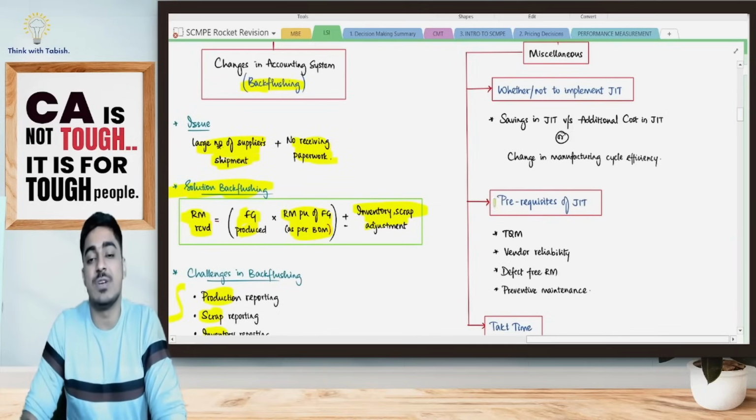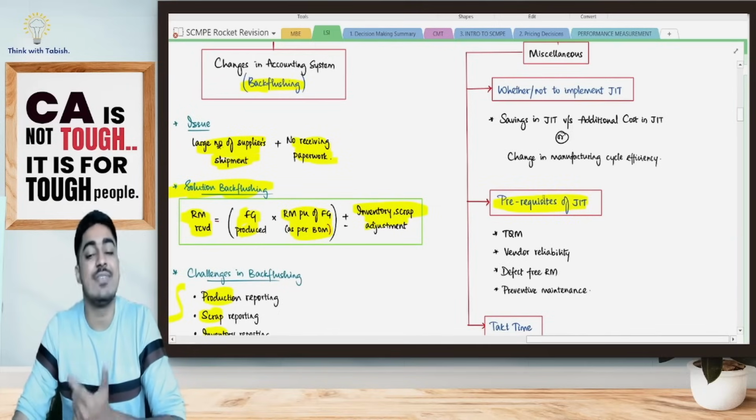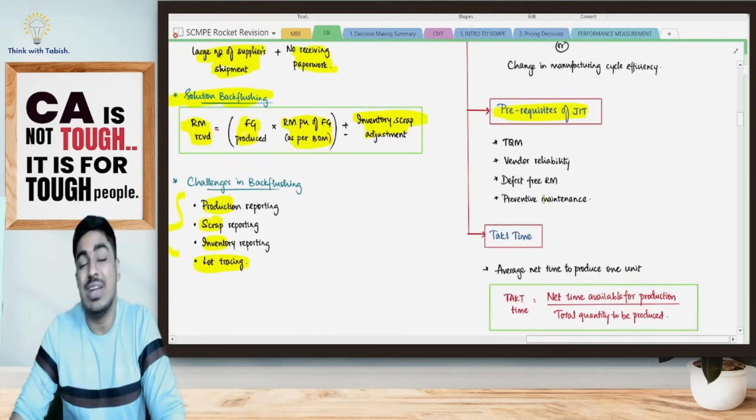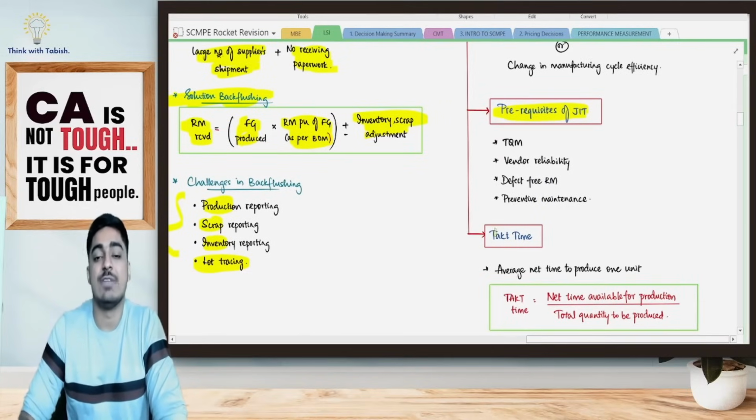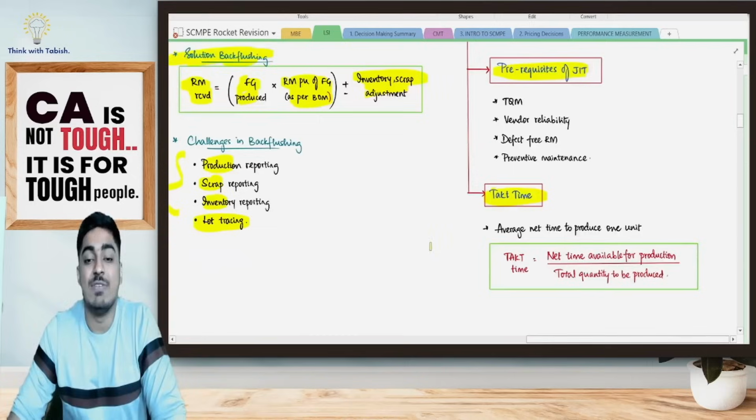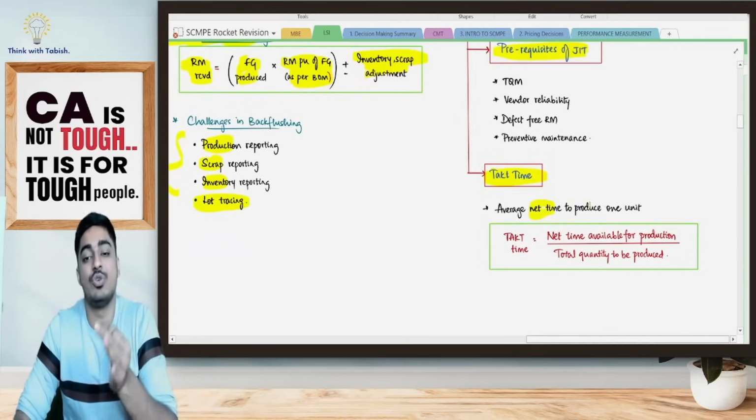Again, prerequisites for just-in-time. Yes, PKM should be there, vendor should be reliable. Defect-free raw material I should be getting, preventive maintenance should be carried out, yes or no. And finally, I also have TAKT time, which is the average net time to produce 1 unit.